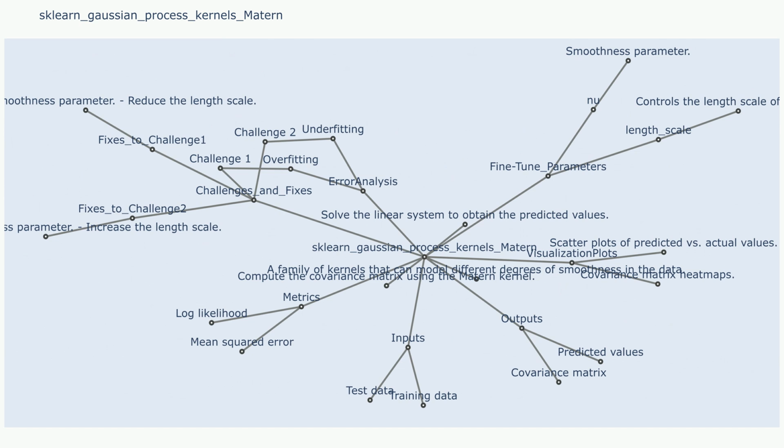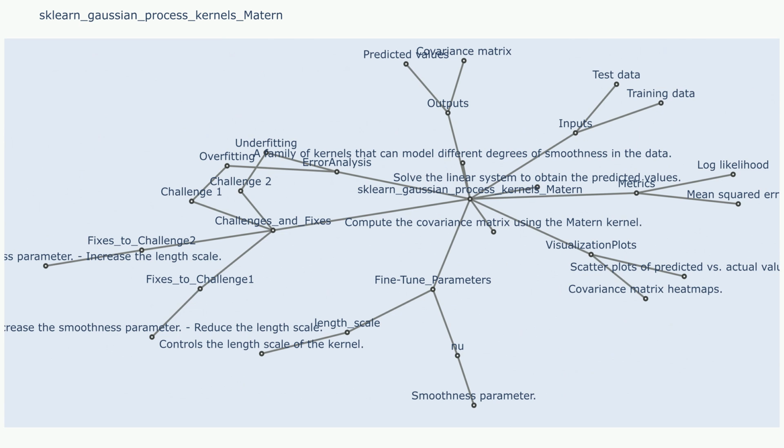Feature engineering. Transform the input features to capture the underlying dependencies in the data. Multi-output GP. Utilize a multi-output GP model to capture the complex relationships between multiple output variables.